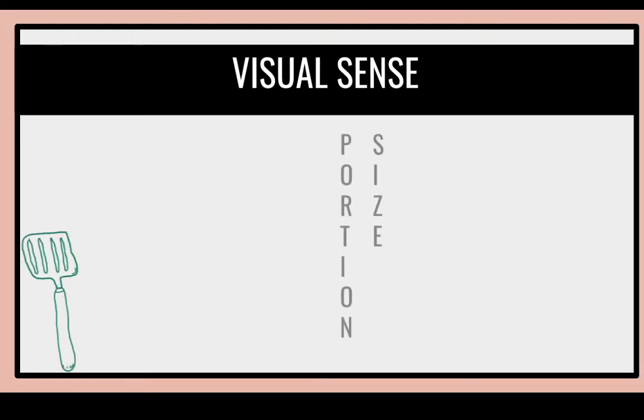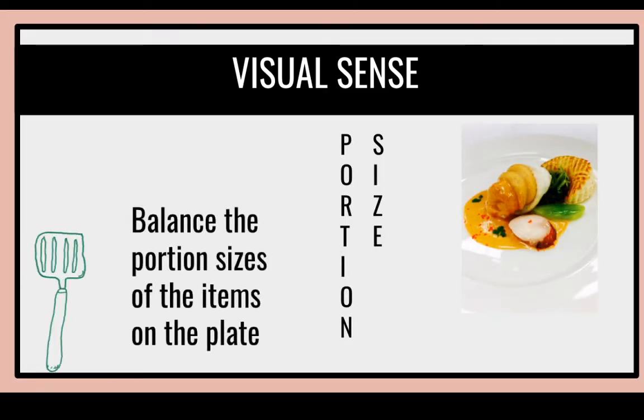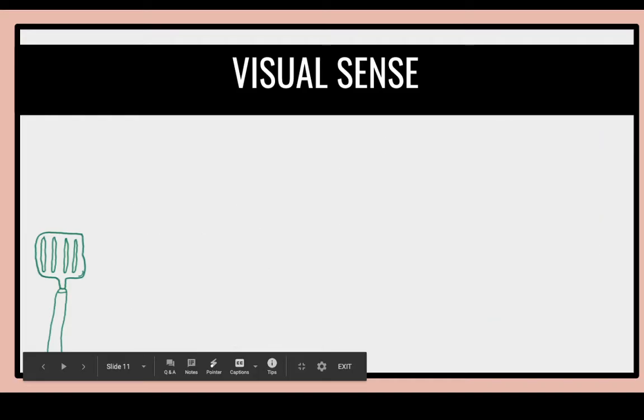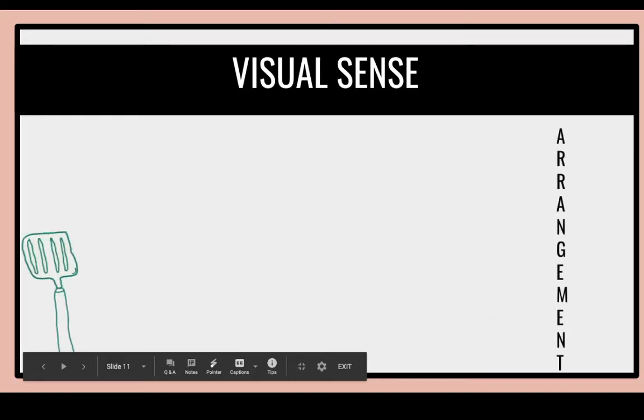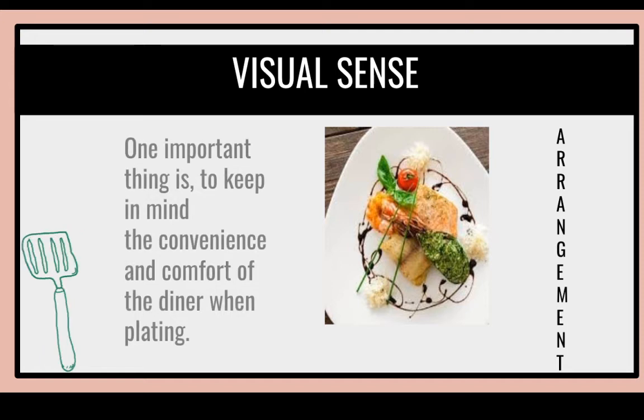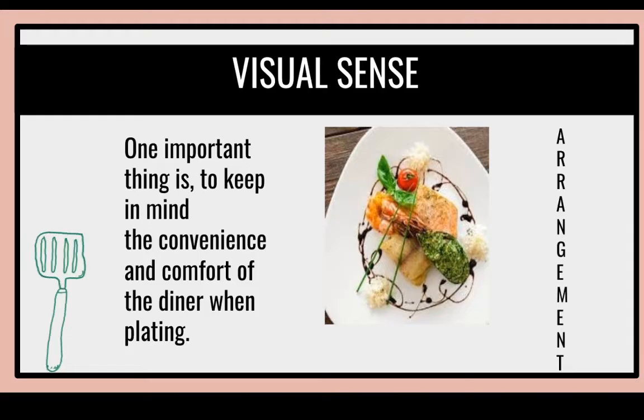Second, portion size. You have to match the portion size of the items on the plate. Balance the portion sizes of the items on the plate as what you are seeing in the picture. We also have the arrangement on the plate. One important thing is to keep in mind the convenience and comfort of the diner when plating. Many chefs display their creativity in plating presentation, as what you are seeing for the visual sense.